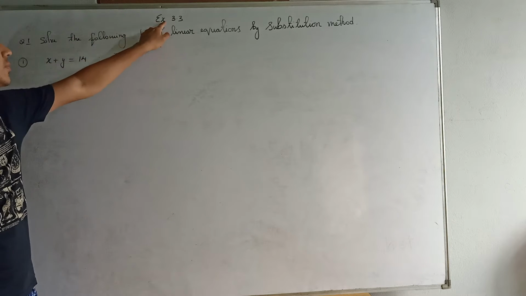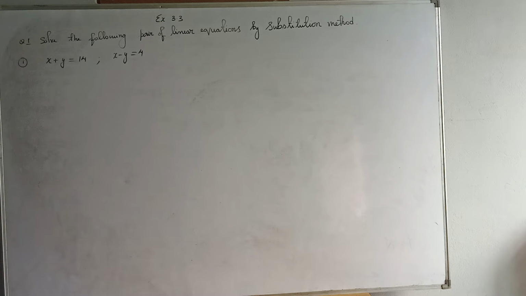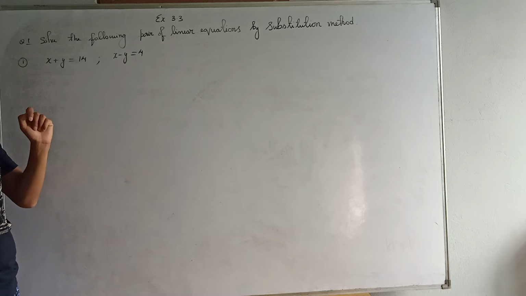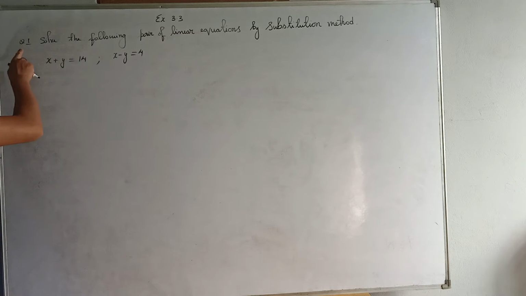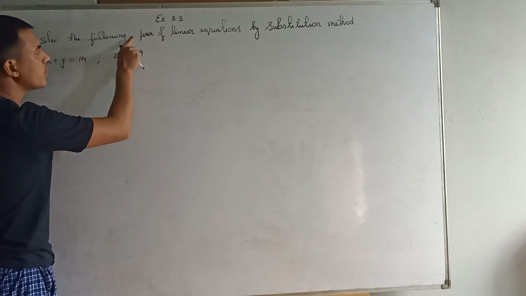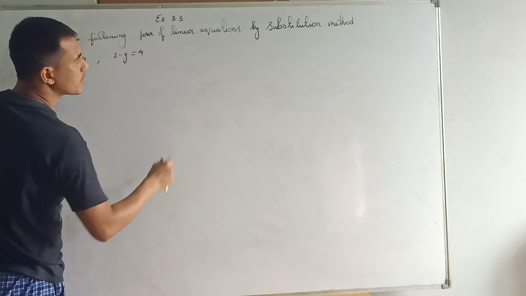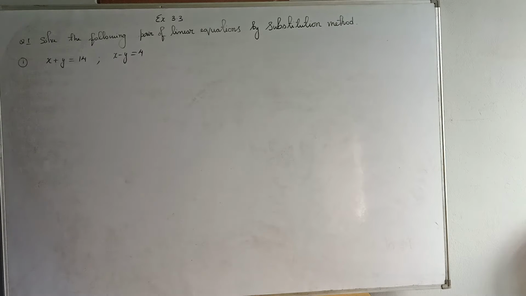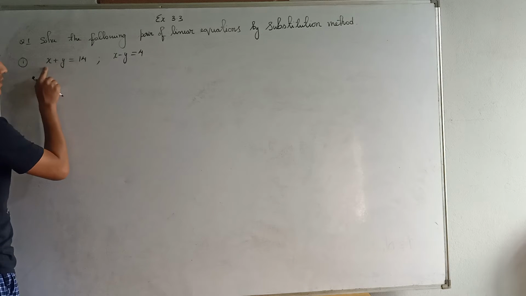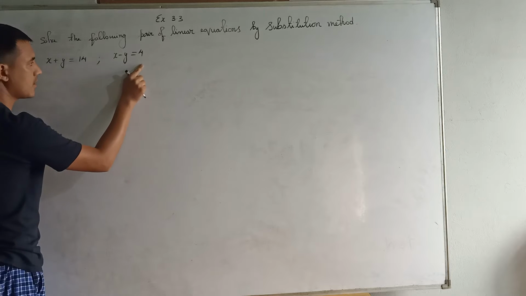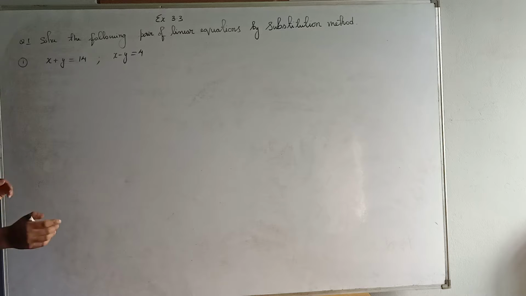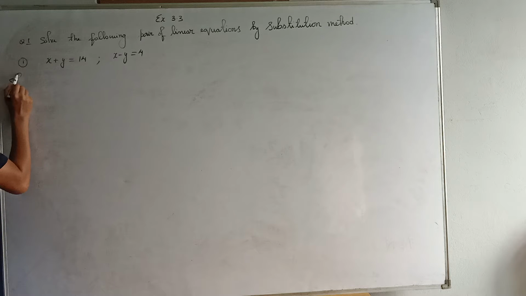In exercise 3.3, we will learn how to solve this kind of equations by substitution method. The first question: solve the following pair of linear equations by substitution method. One of the easiest methods. This is your first given equation, this is your second given equation, so a pair of linear equations is given. We are going to do it by the method of substitution.